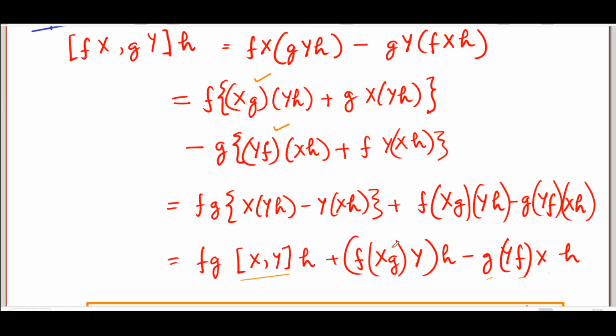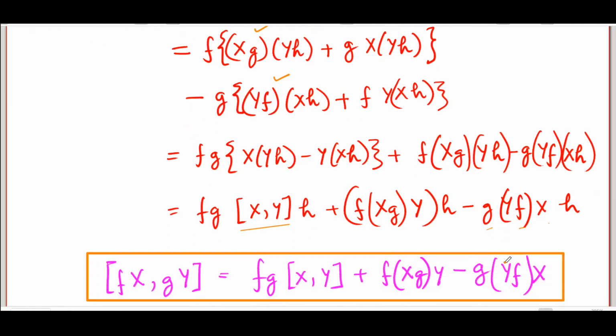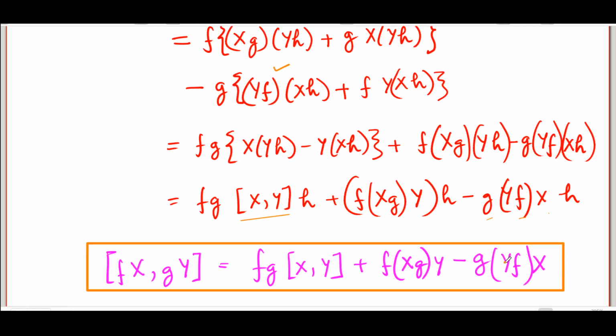Here also you have a product of two functions, but one in which f and xg are multiplied together, and then you multiply that by the vector field y. And here you have g and yf, which you multiply by the vector field x. Since this works for all smooth functions h, you have the following result.